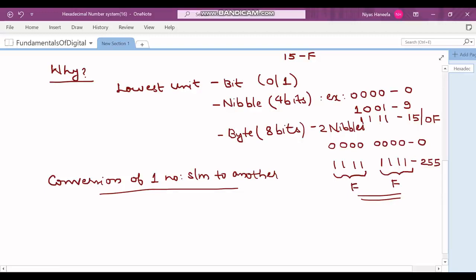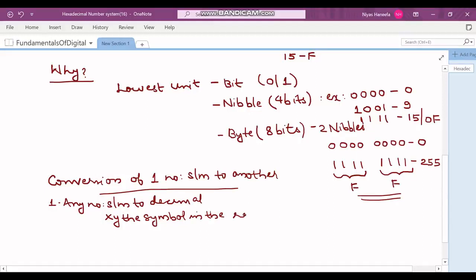For converting any number system to decimal, that is the first thing. Any number system to decimal: multiply the symbol in the respective position by its weight and add. This is the procedure.